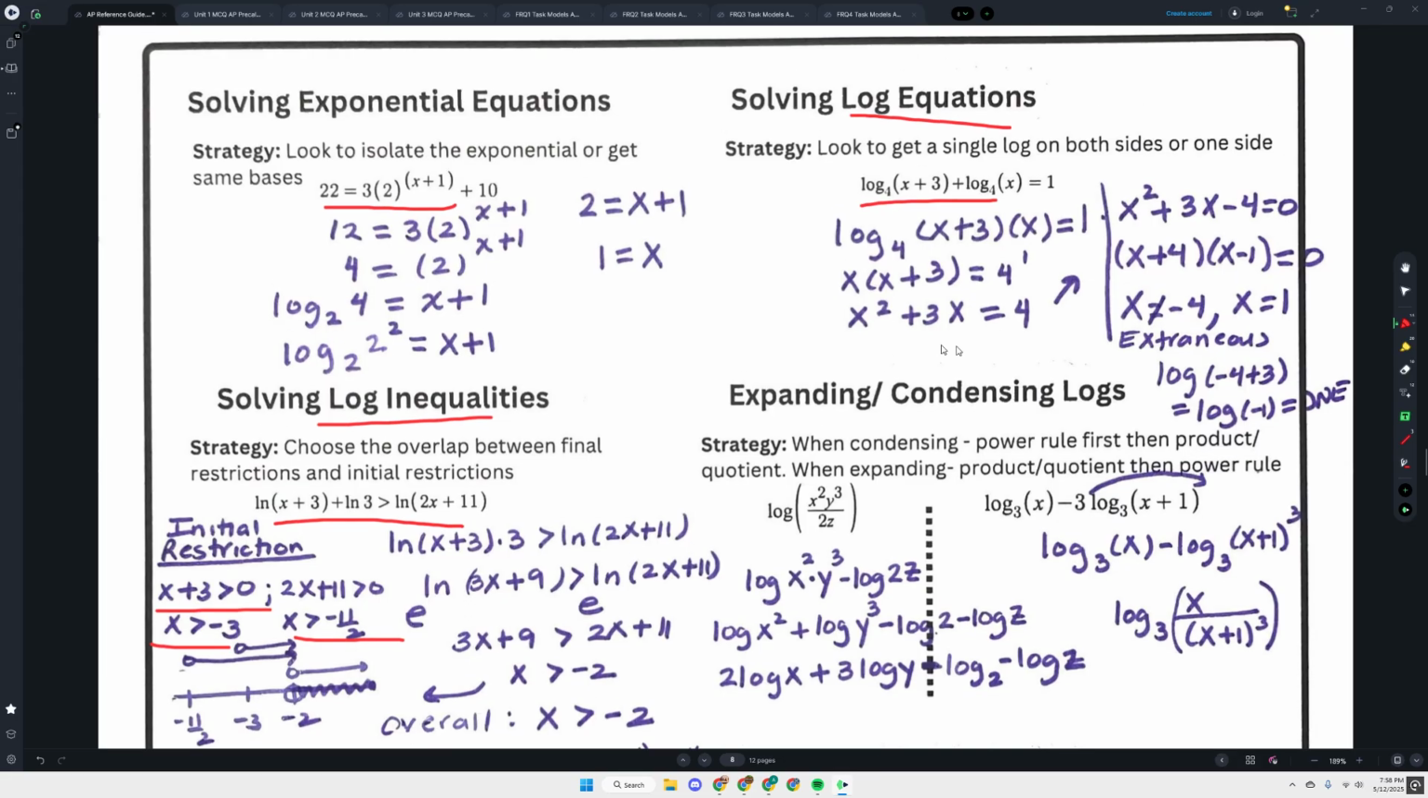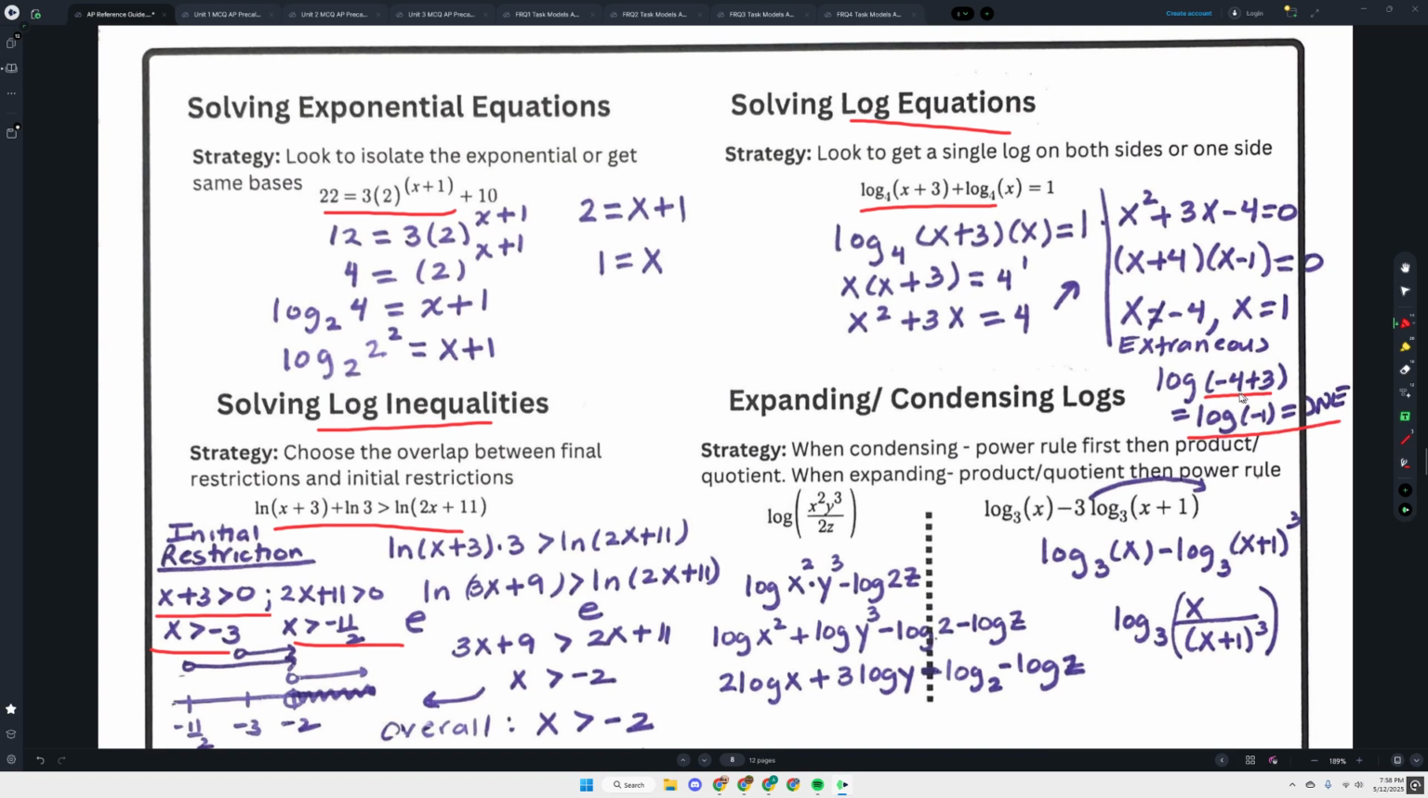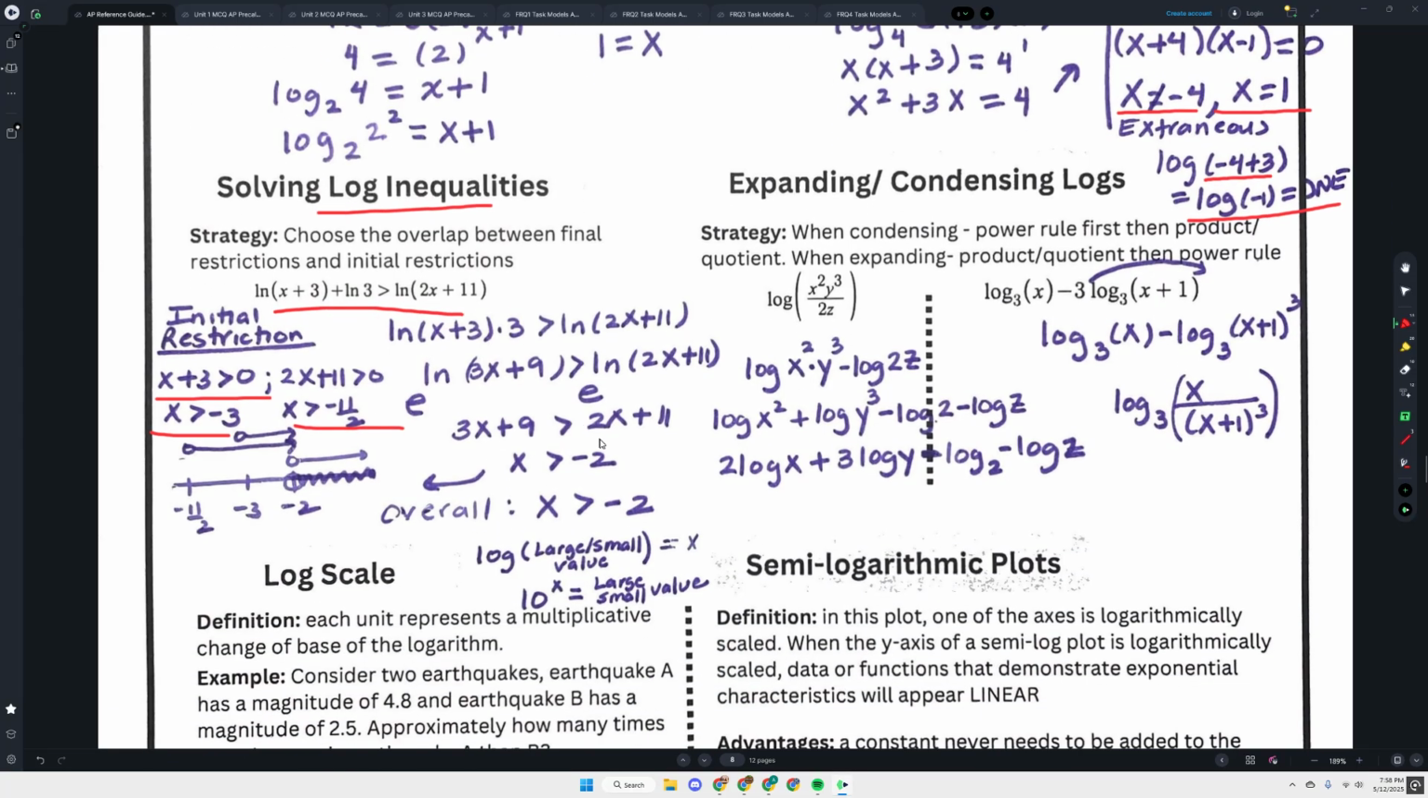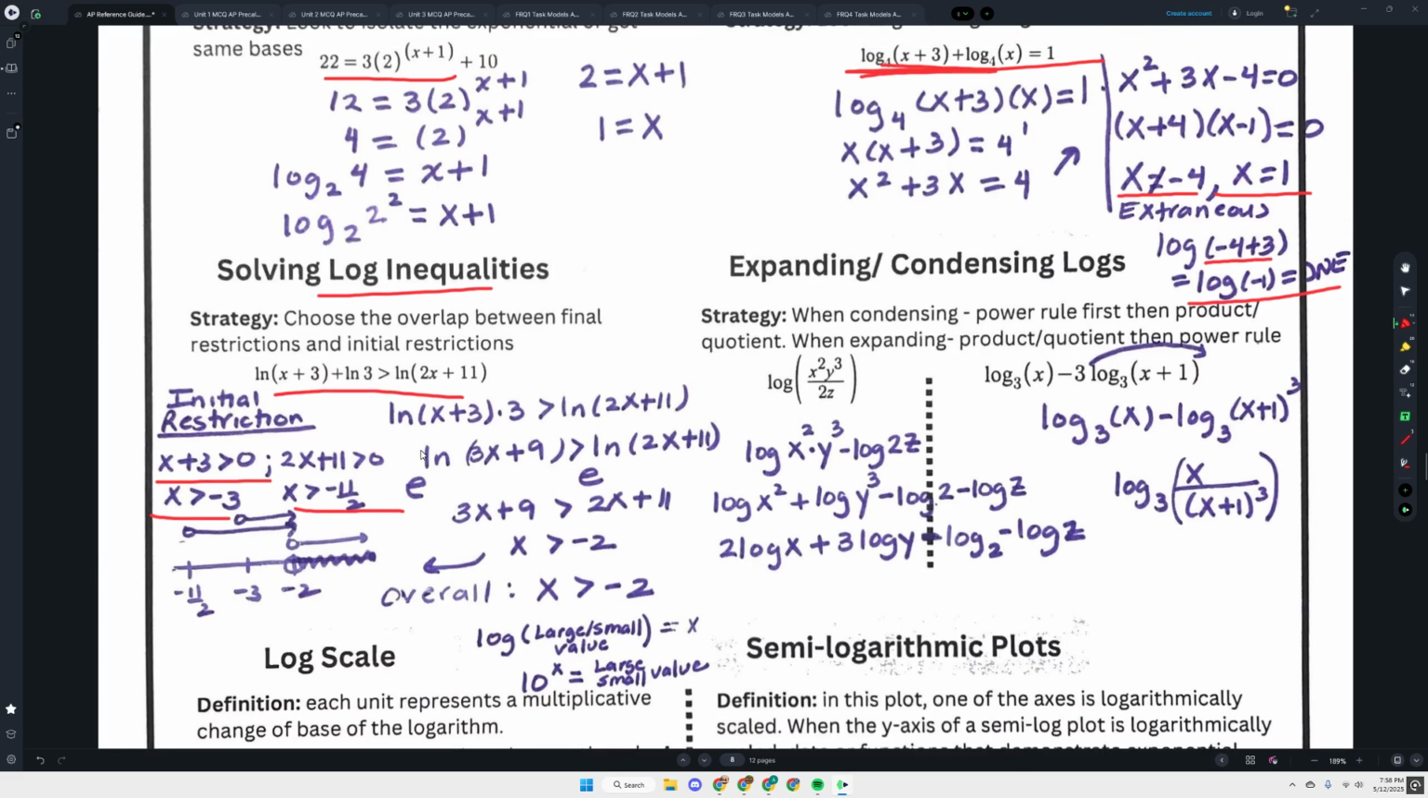So the way to check for extraneous solutions is, in this example, you would get -4 and 1. So then you would plug that back into this original equation. It's posted in the AP Precalc channel and it's posted above. So you have to check for extraneous solutions, like always. For MCQs, extraneous is anything that's negative.